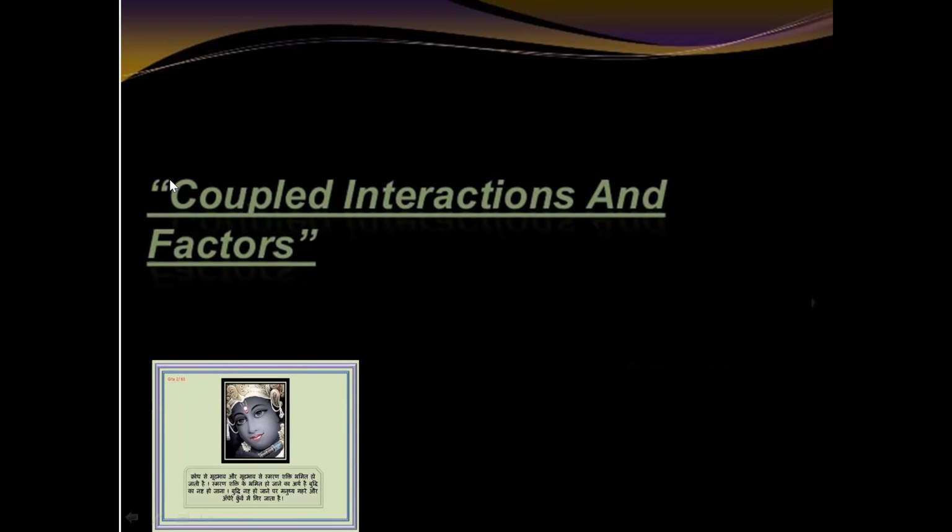So welcome to all of you to this second lecture, and it is based on IR spectroscopy. In this lecture, we will cover the coupled interaction and factors. Today it is my topic, and other topics we will also discuss in this slide. First of all, we will discuss the coupled interaction and factors.